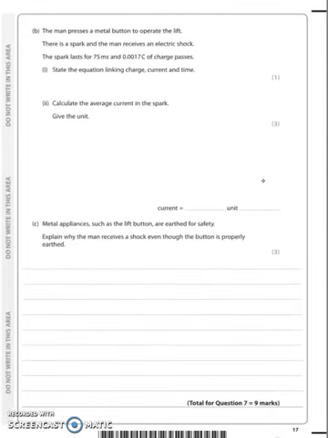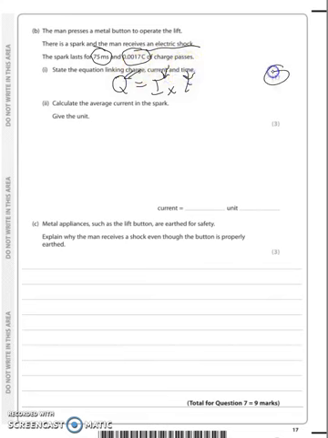The man presses a metal button to operate the lift. There is a spark, so he gets an electric shock. The spark lasts for this amount of time, and that amount of charge goes through. Now look, it's being nice again. It's saying state the equation. Notice sometimes it says state the equation or state the relationship. It's all about an equation. So in this case, we want to say Q equals I times T. Of course, you could have also said charge equals current times time for 1 mark.